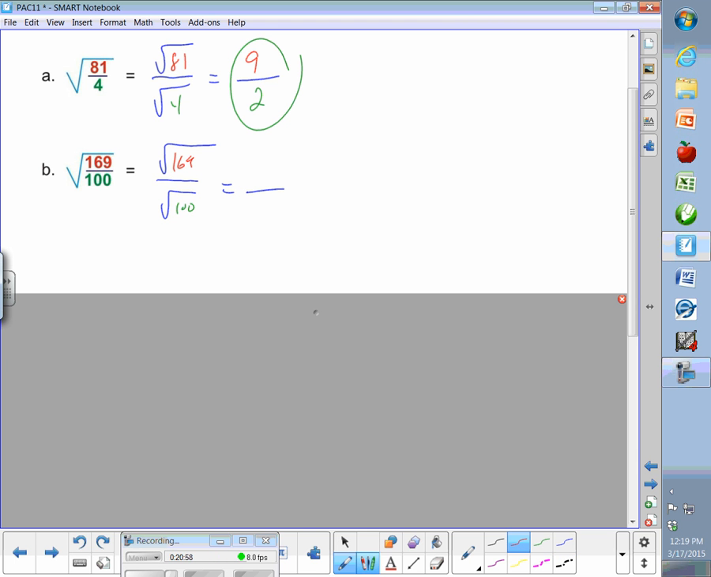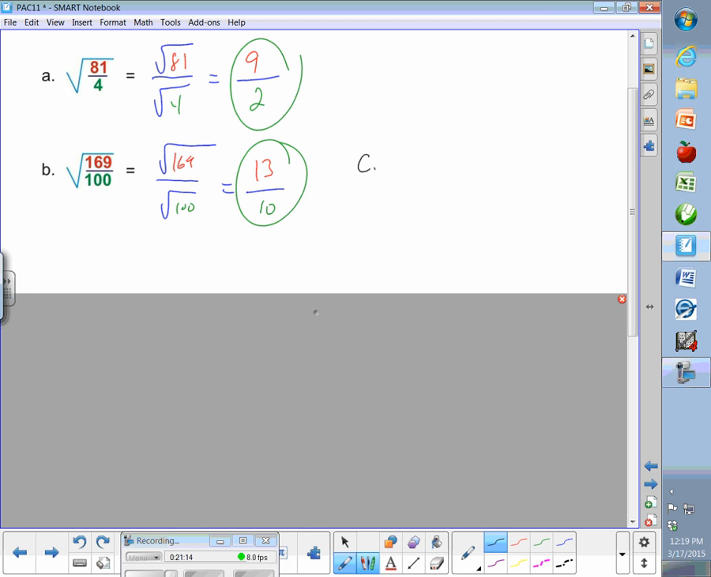All right, hopefully you know your 13's times tables. If not, you punch it in your calculator, because 13 squared is 169. And hopefully we all know the square root of 100 is 10, so 13/10, right? Pretty easy.